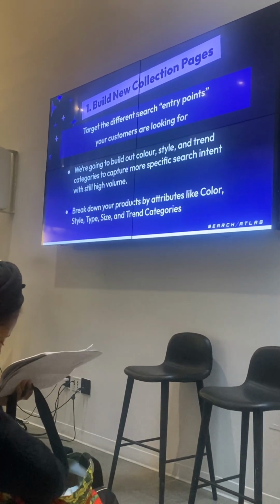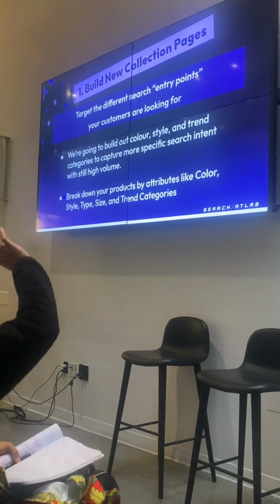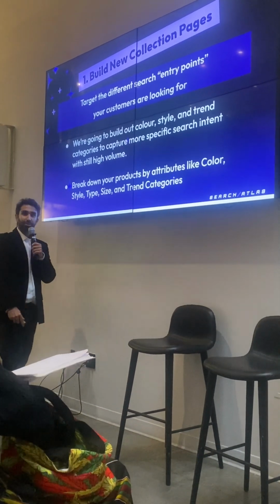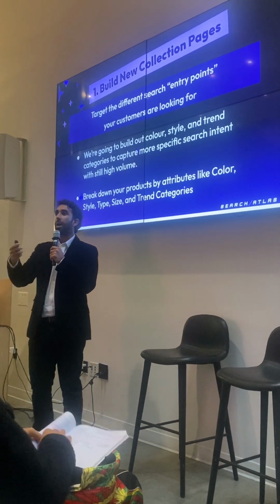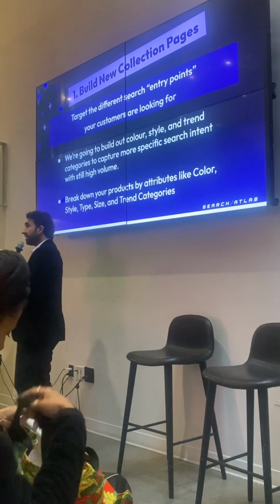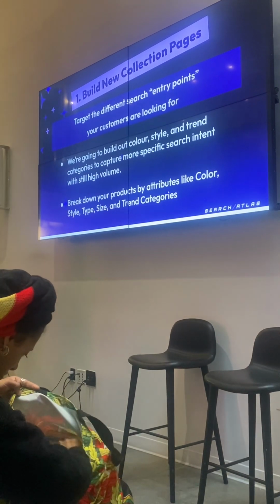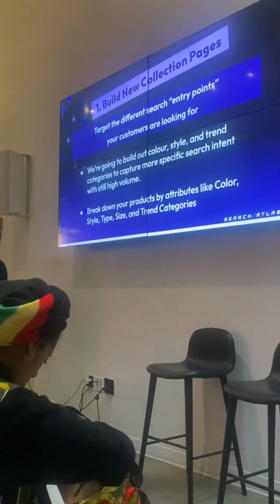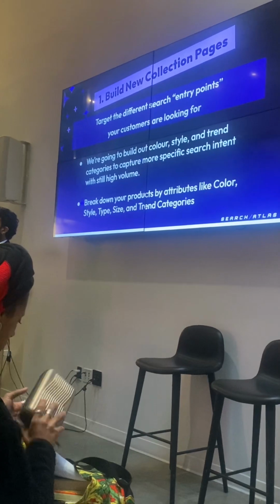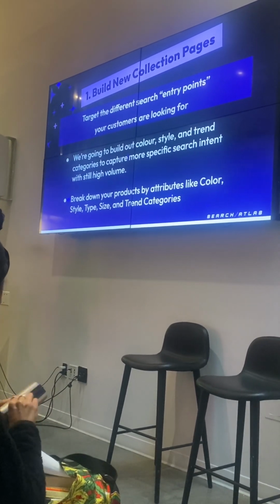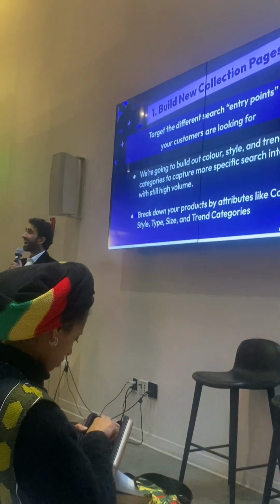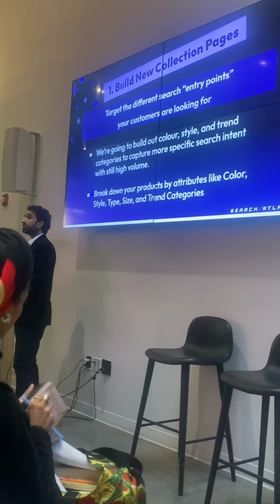How many of you know what a collection page is? Okay, that's pretty good. For the other half of the room, the collection page is the page in Shopify where you list multiple products, a collection of products. These pages are very powerful because we don't need to just create ordinary collections. We can break down our products and our SKUs by interesting attributes that people are searching for, like the color of something, or the style of something, or the type, or other trends.